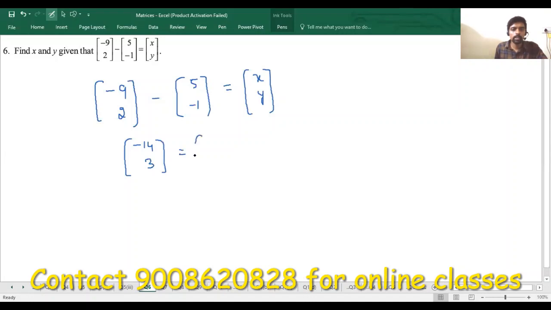So that is equal to x and then y. So they are equal matrices, right? Both are equal because in between what is the sign? Equals. So we call it equality of matrices. In place of x, we got minus 14, right? Therefore, the value of x is minus 14. The value of y is 3.